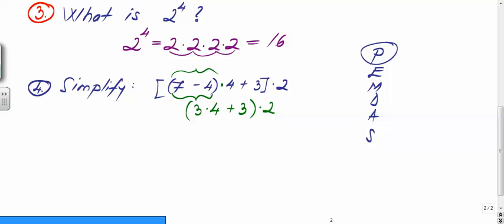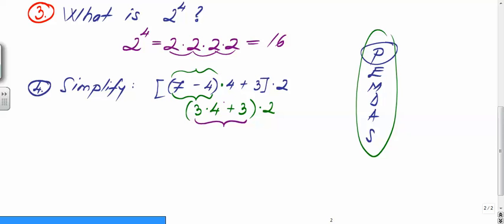What should I do next? Well, I'm looking again. What is the order of operations? Parentheses, exponents. Do I have parentheses? Yes, I still have parentheses. Now, inside your parentheses here, you will check again for what order should be followed, right?